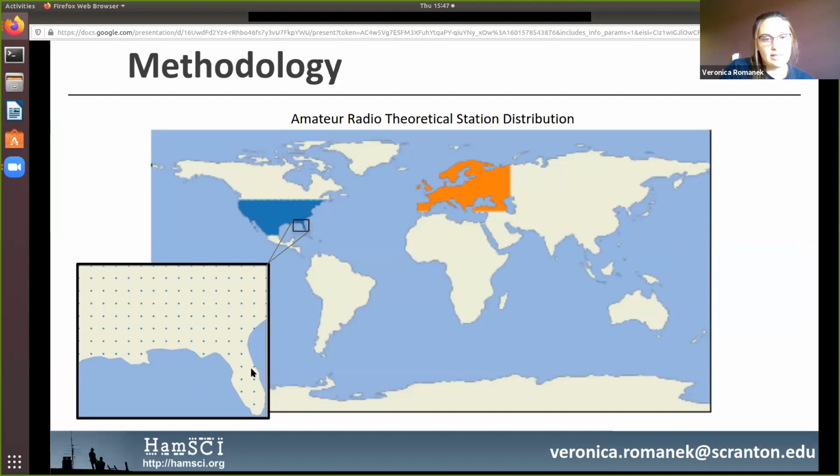And you can see that I only included the points that were on land, because in the real-world application of this, you would find ham radio operators and receivers, a majority of them would be on land. So this is the points that I'm talking about when I say my theoretical points.